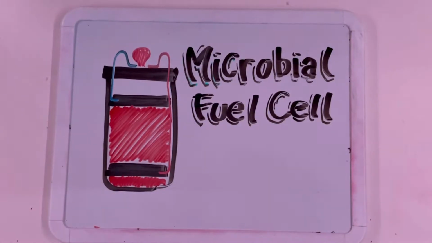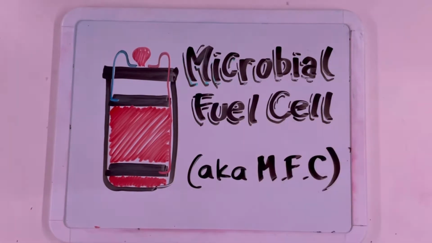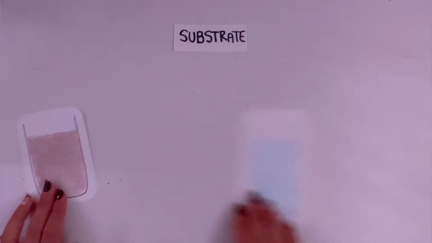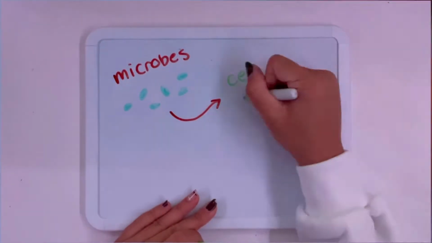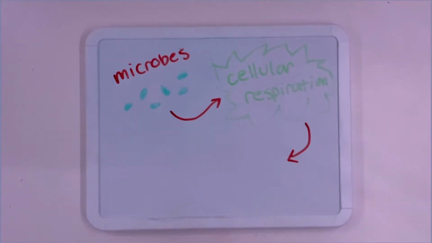Let me introduce you to the microbial fuel cell, also known as the MFC. As its name suggests, the microbial fuel cell creates fuel. However, unlike a battery, which uses chemical reactions to produce electricity, the MFC focuses on biological processes. This biological process occurs within the substrate, which can be soil, water, or anything that can sustain life. This substrate contains microbes, which perform cellular respiration, responsible for producing the electricity.